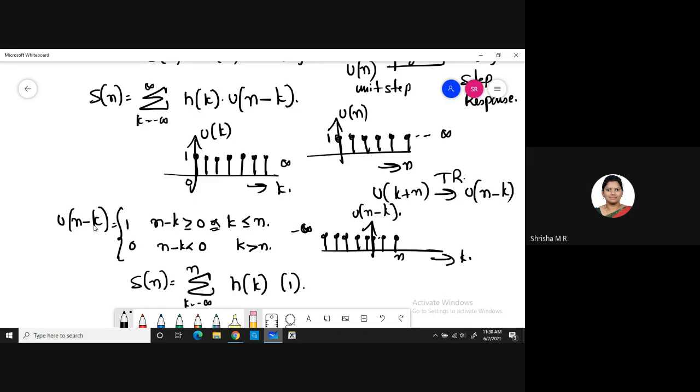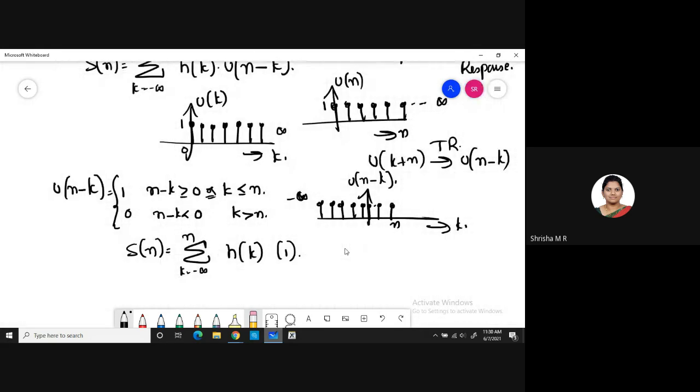So this u of n minus k is 1 if n minus k is greater than or equal to 0, or if k is less than or equal to n. So our upper limit will become n. Okay, got it? Upper limit of summation will be n. Clear everyone? Lower limit remains the same, minus infinity. Upper limit is n. Got it?